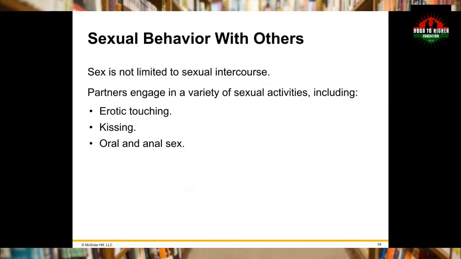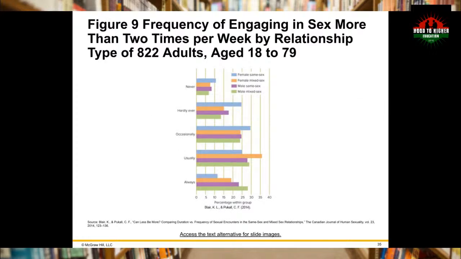Sexual behavior with others. Sex is not limited to sexual intercourse. Partners engage in a variety of sexual activities, including erotic touching, kissing, oral, and anal sex. Figure 9 is the frequency of engaging in sex more than 2 times per week by relationship, age 18 to 79. Blue is female same sex, orange is female mixed sex, purple is male same sex, and green is male mixed sex. Take time, take notes, reflect.